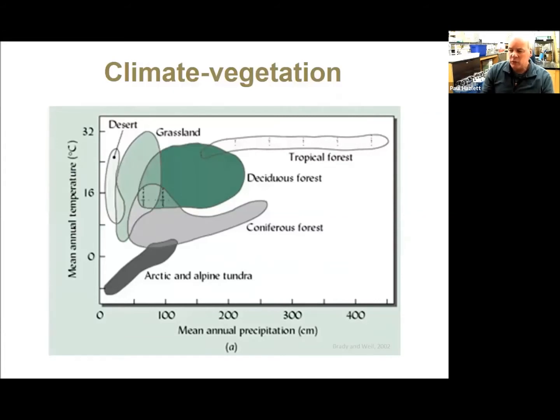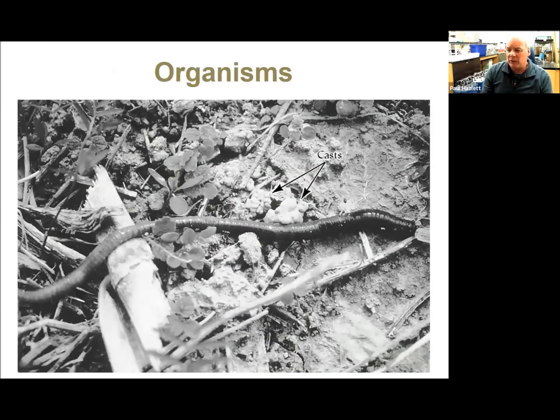So vegetation is one kind of organisms, but we have lots of other organisms as well. In this case, I'm showing one of the most viewed, I guess, organisms within soil, and that's an earthworm.